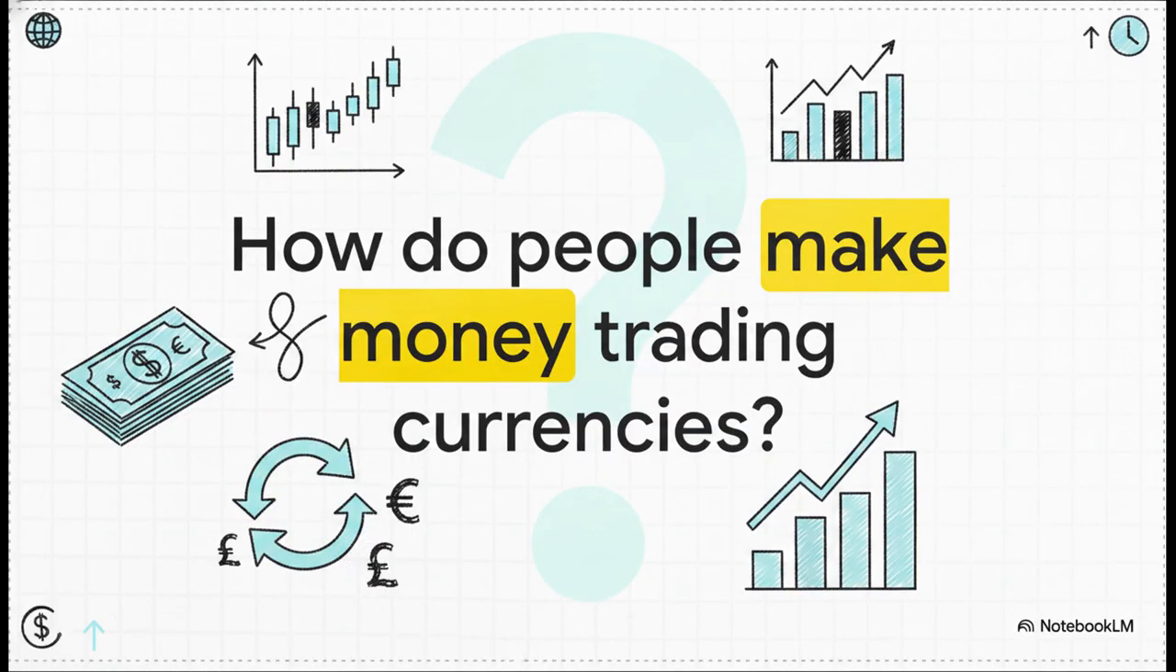So think about this for a second. How do people actually capture profit just by buying and selling currencies like the US dollar, the euro, or the British pound? We've all seen the flashy headlines, right? Or heard people casually drop that they trade Forex. But that usually leaves a lot of us wondering what the actual practical execution of that looks like. Today, we're cutting through the noise of complex indicators to focus squarely on the underlying mechanics of how these folks actually aim to turn a profit.